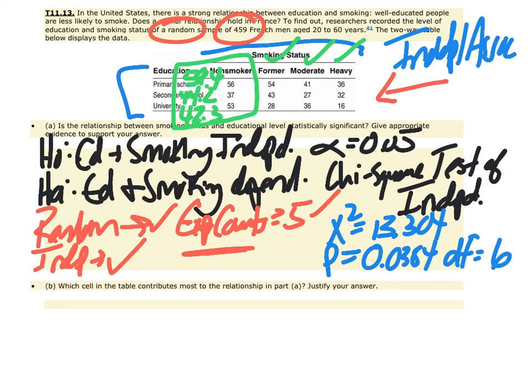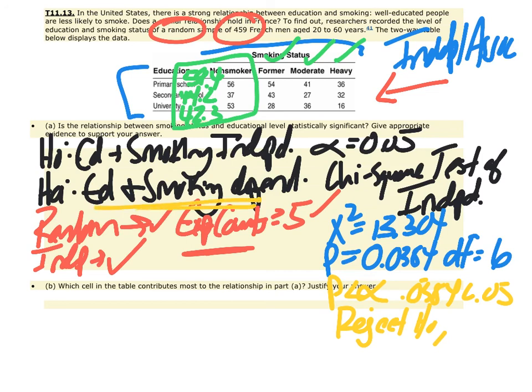So we have our answer. Now let's make our conclusion. For the conclusion, what I could say, in this case, P is less than alpha. So let's show that the value is less than 0.05. We can reject H sub O. And instead of just saying conclude H sub A, I'm just going to say and conclude that there is some dependency between education and smoking.